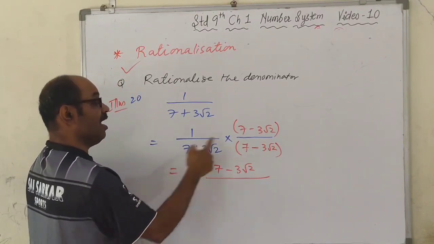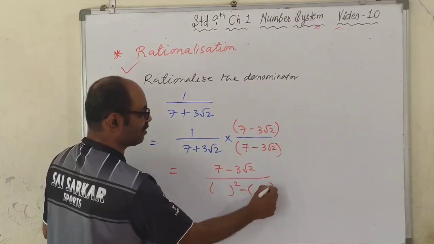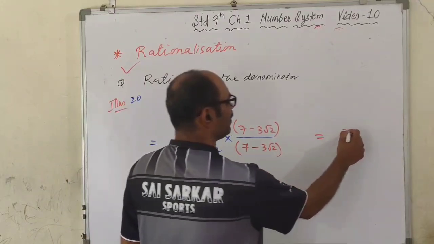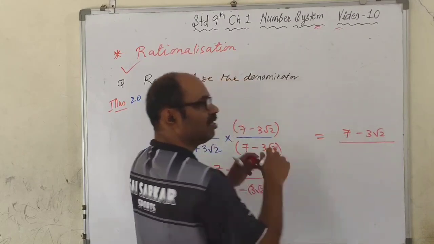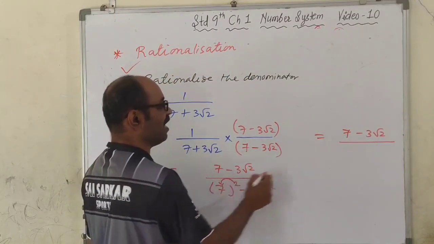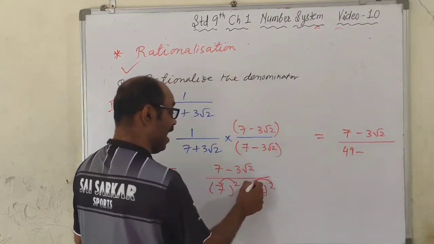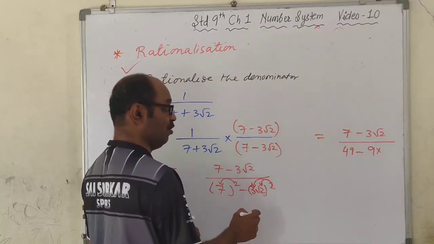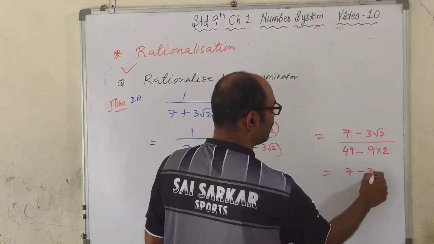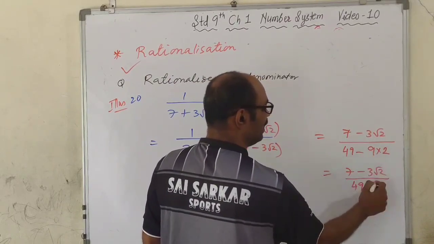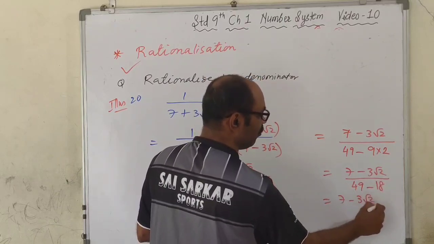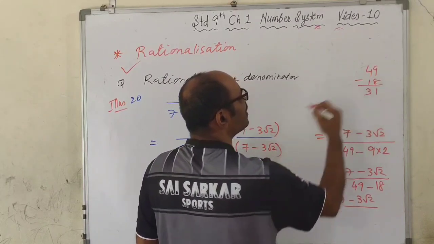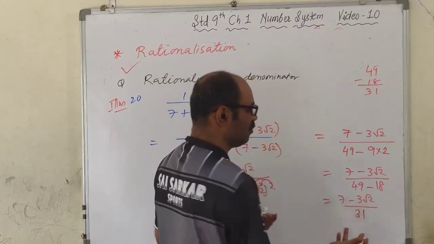1 into bracket, that will be the same upon a plus b into a minus b, so that is a square minus b square. a is 7, b is 3 root 2. That is equal to, this remains as it is, 7 minus 3 root 2. They are unlike terms, so further simplification is not possible. Square of 7 is 49, minus square of 3 which is 9, into square of root 2 which is 2. That is 7 minus 3 root 2 upon 49 minus 18. Do it carefully on the side, we don't want any mistake. So that is 31. And nothing else cancels.